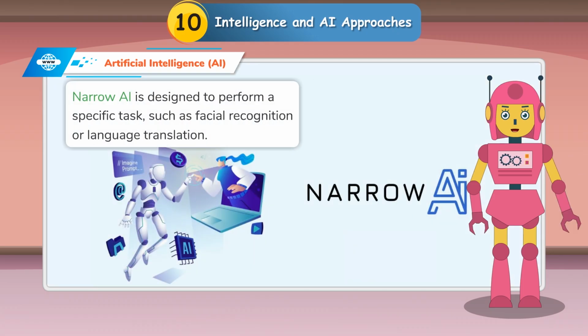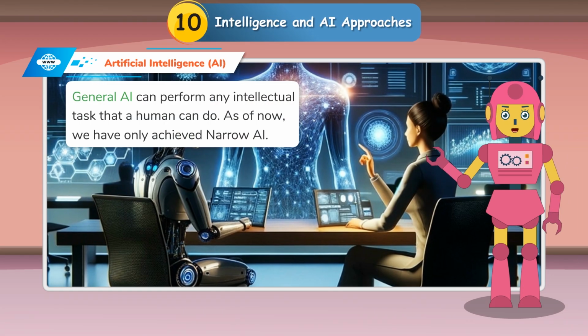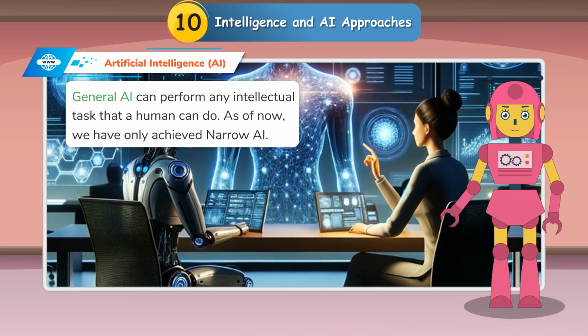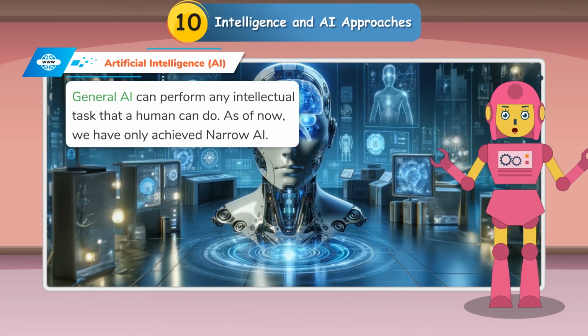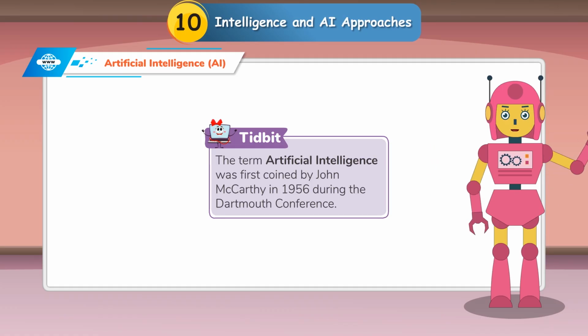Narrow AI is designed to perform a specific task, such as facial recognition or language translation. General AI can perform any intellectual task that a human can do. As of now, we have only achieved narrow AI. Tidbit: the term artificial intelligence was first coined by John McCarthy in 1956 during the Dartmouth Conference.